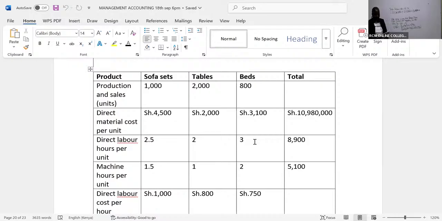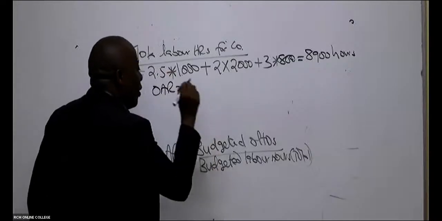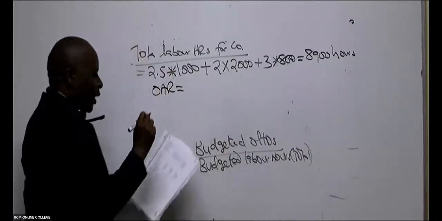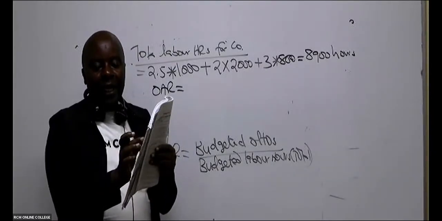So you're saying it is 8,900 hours. You're great. You're brilliant. Now, having gotten that, can we kindly go ahead and give our examiner OAR? So our OAR will be what here now? Our OAR will be equal to our budgeted overheads total. Go to that table, the total that I'm able to see from that table, budgeted overheads are 5340.